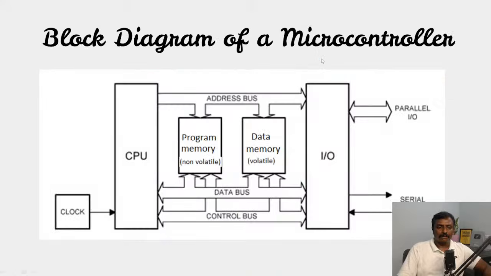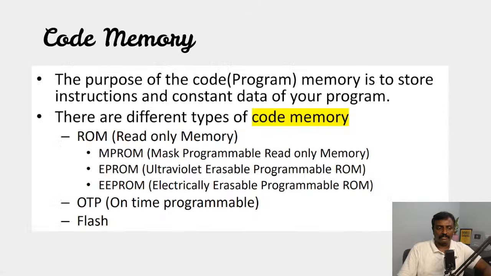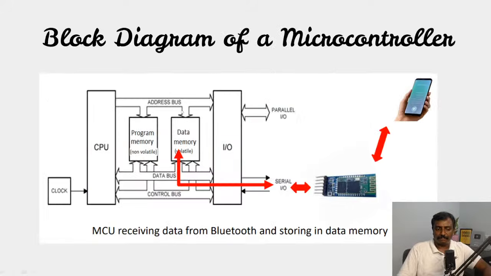Coming to the block diagram of a microcontroller, you have the CPU, the program memory, which is non-volatile, and the data memory, which is volatile. In your C program, you have program sections as well as data sections. The data sections should be stored in data memory, and the program sections should be stored in program memory. To know what program sections and data sections are, for example, you have a microcontroller connected to a Bluetooth based home automation.